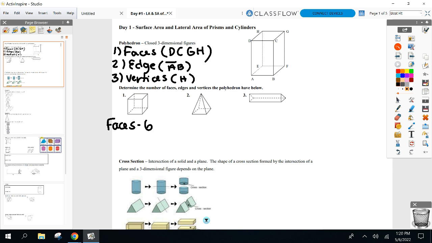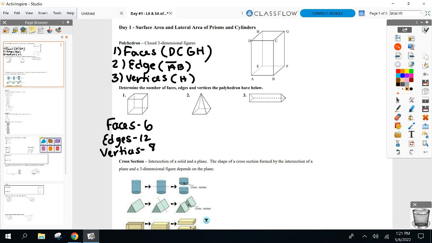Edges. How many edges? And I always get worried because people forget an edge or they count one twice. Be careful. How many edges up here? Griff, what do you got? 12. 12 edges, yep. And then please count how many vertices for me. How many vertices are we working with? Matt? 8 vertices, yes, 8.